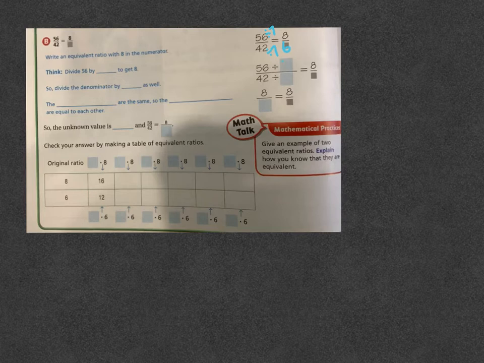So 50, oh, that's what they wanted here. I got ahead of myself, sorry, book people. So 8/6 is equivalent to 56 over 42. We divide 56 by 7 to get 8. Divide the denominator by 7 as well. And the ratios are now the same. So the ratios are equal to each other. The unknown value is 6. The ratio of 56 to 42 is equivalent or equal to the ratio of 8 to 6.